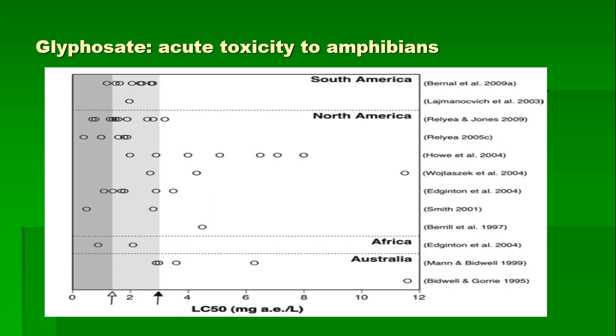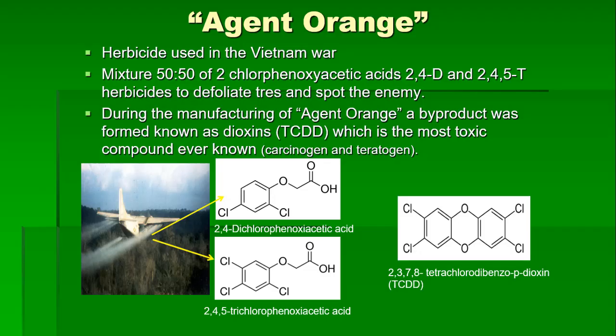As we can see in this figure, there are many species of frogs for which the concentrations can be reached in water with typical applications, and they are well within the lethal concentrations. Now the next one is on phenoxy herbicides, a family of chemicals related to the growth hormone indole acetic acid.